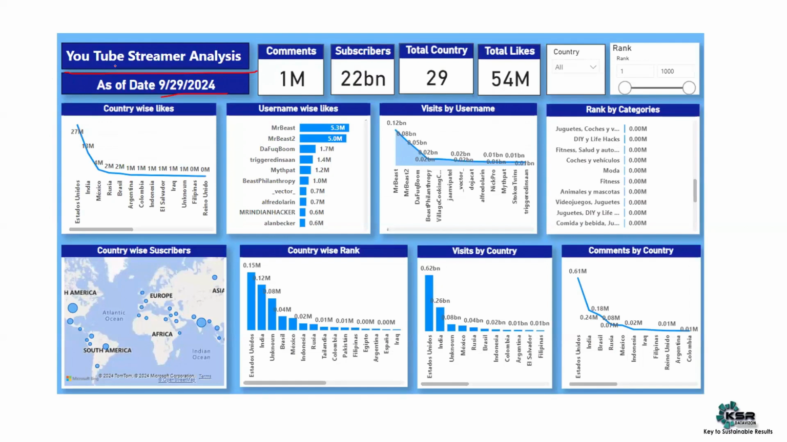Now, this is YouTube stream analysis, and this is all live data. You can see the data is available till 29/9. This is connected to the live data. Now, there are multiple ways to connect data. Live is one of the options which is available. There are many other options also that we would be discussing further.